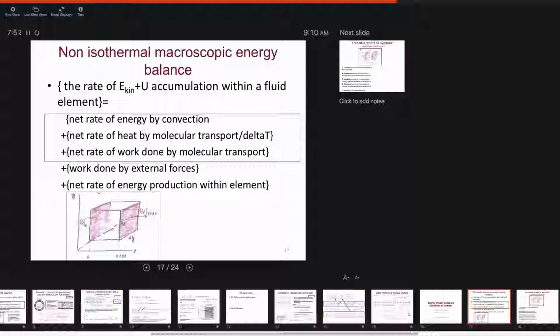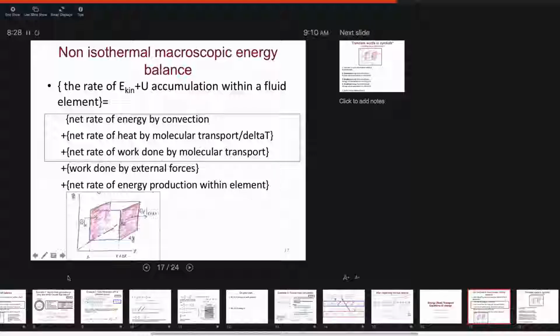All right. So basically, we are gonna approach things the same way as usual. So the rate of energy, either accumulation or decrease, inside the fluid element, is the net rate of energy that is basically quantified by the combined energy flux vector, work done by external forces, and net rate of energy production if we have reactions or anything of that sort.